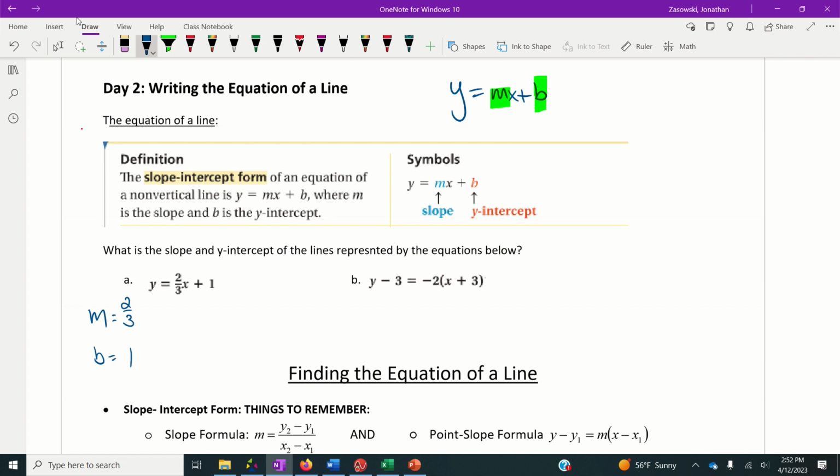Now, the second one isn't in this form, but we can get it in this form. What we would do is just distribute the -2. We would end up with y minus 3 equals -2x minus 6. Then we would just add this 3 to both sides, move that 3 over, and we would get y equals -2x minus 3. The slope is always the number that's attached to the x, so that's -2, not the x though, just the number. And the y-intercept would be -3.